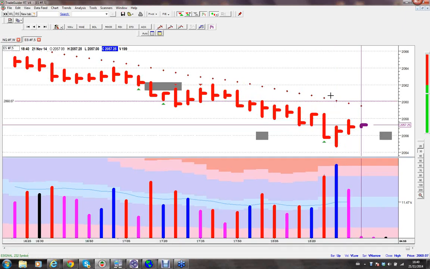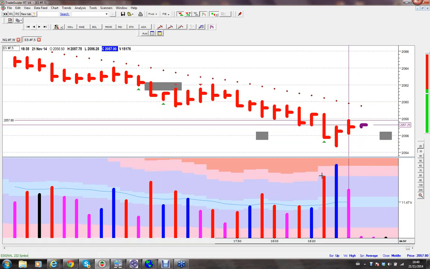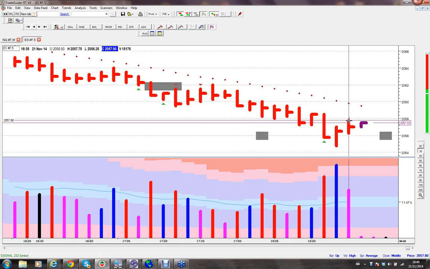So you're shorting it, and now what we've got is an up bar. The volume is less than the previous two bars, but it's still pretty high volume. So I'm not going to do anything now. I'm going to wait. I'm going to be patient.